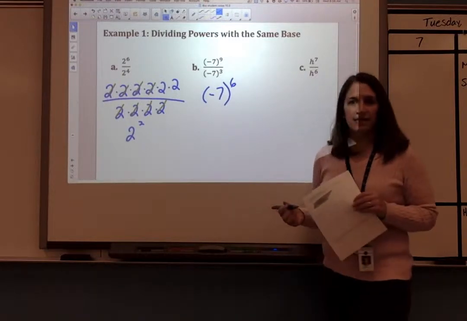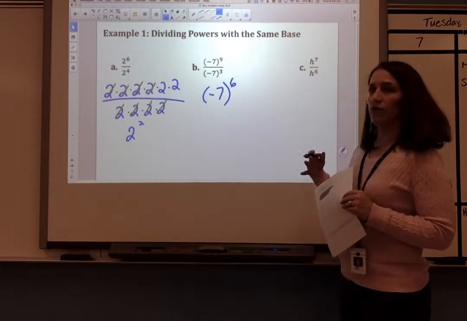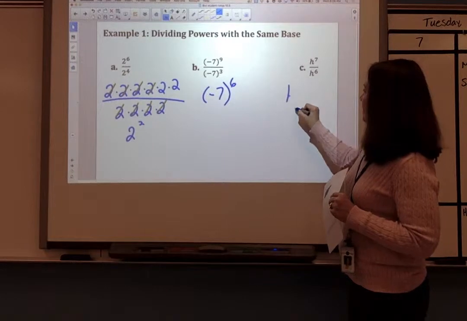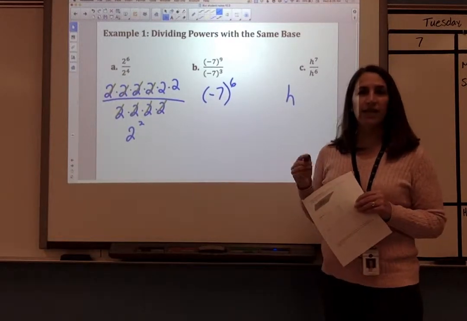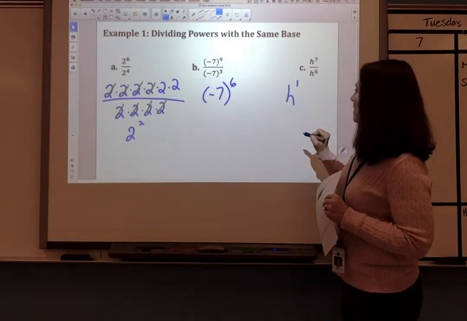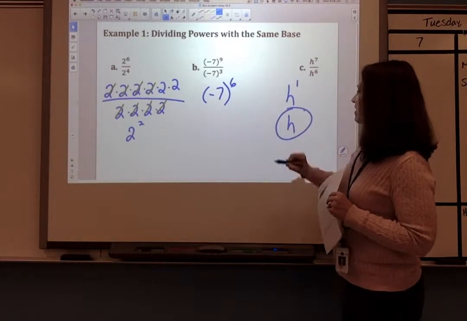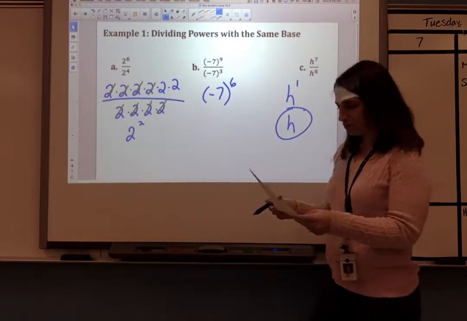All right, and our last example, we have h to the 7th power over h to the 6th power. h is the base in both powers. 7 minus 6 is 1, so that's h to the 1st power, or just h in simplest form.